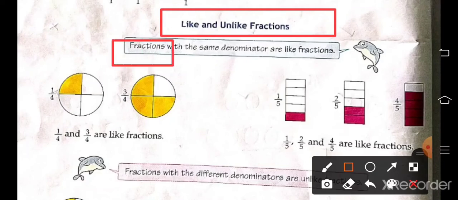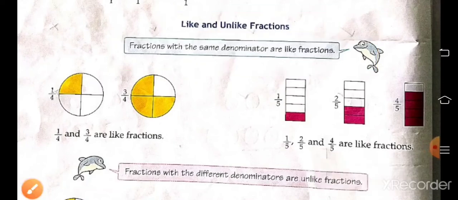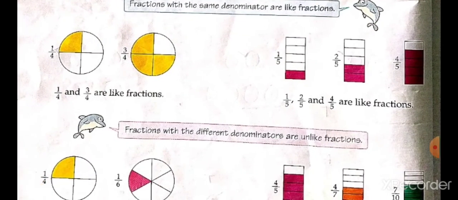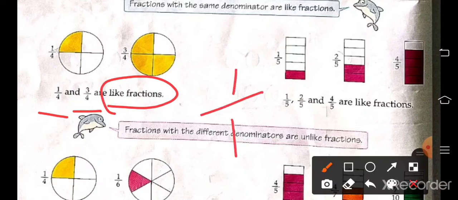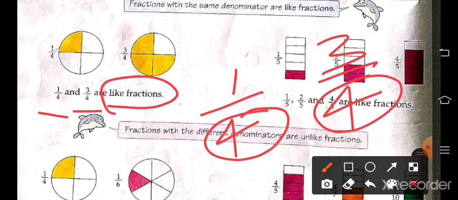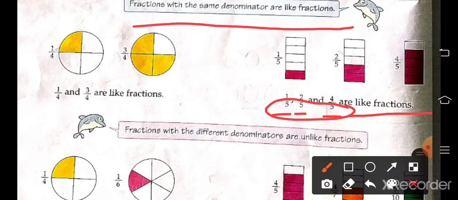Okay, fractions with the same denominator are like fractions. Okay, if your denominator is the same, so these are like fractions. 1 upon 4 and 3 upon 4 are like fractions because in both fractions, denominator is 4. So these are called like fractions. Okay, 1 upon 5, 2 upon 5, 4 upon 5 are like fractions because here denominator is 5. Fractions with the same denominator are like fractions.